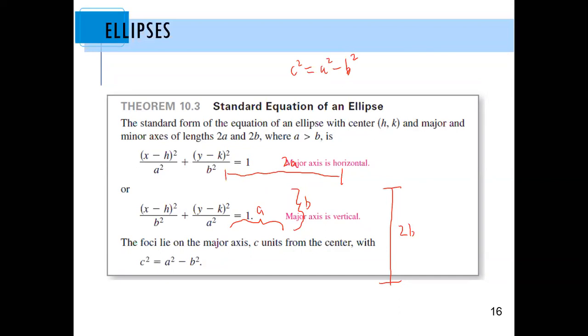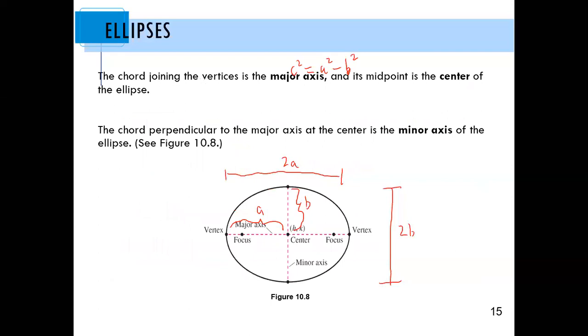But look, the claim is the foci lie C units from the center. So here's the center right here. What that is saying is that this right here is C. That distance right there is C. Does that make sense? So the distance from the center to either one of the foci, doesn't matter which one, that distance is C. And the claim is that C squared is equal to A squared minus B squared.